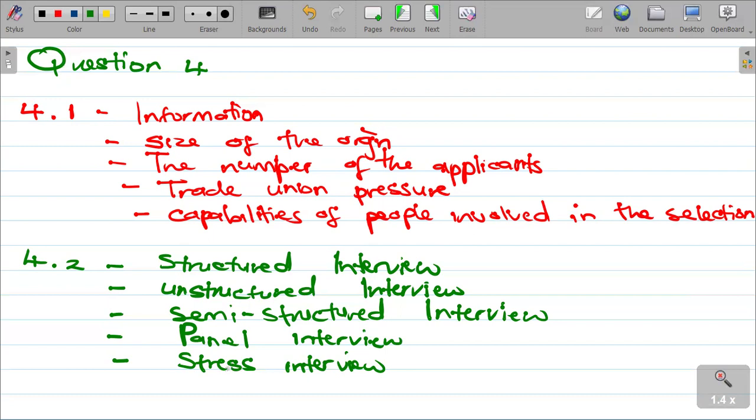The main aim of this stress interview is to find out about the candidate's values, styles, and characteristics. They want to identify the characteristics of the candidate, so they put him under a sort of pressure so that they'll be able to find out his values, his personal styles and characteristics.